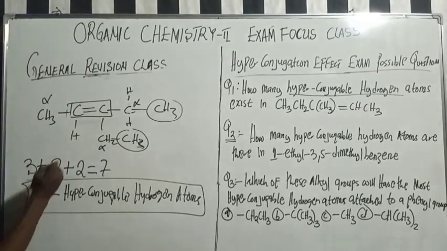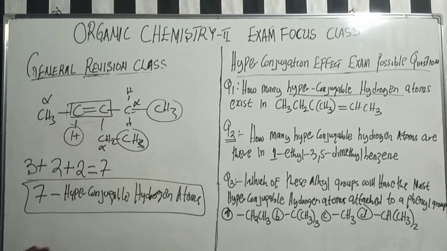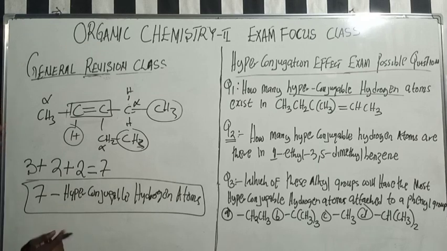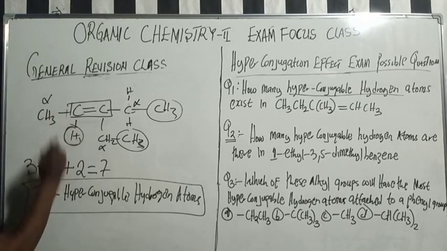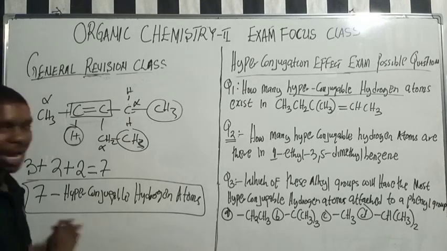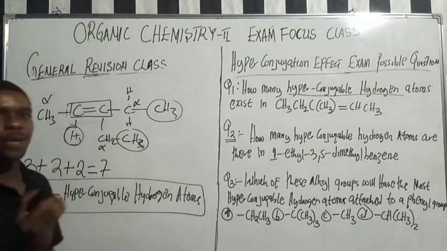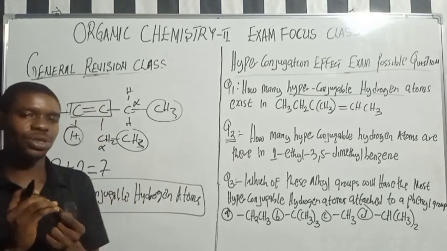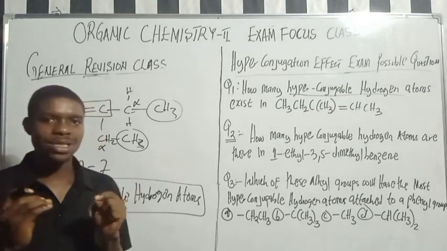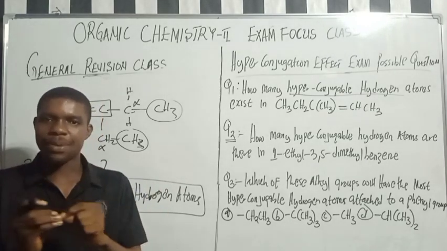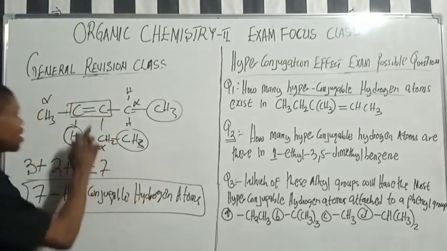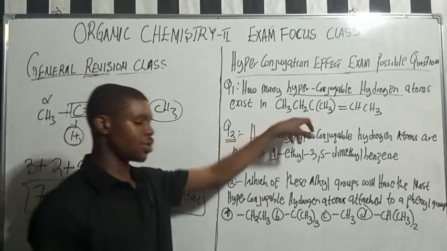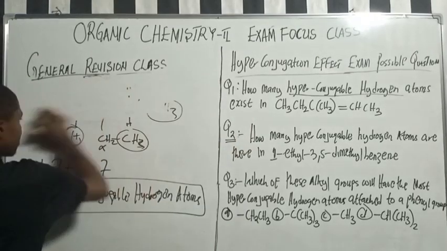Now, this one is not regarded as alpha hydrogen. Why? Because it's not attached to the alpha carbon. This hydrogen is directly attached to this carbon atom here, so it's not hyperconjugable hydrogen. Hyperconjugable hydrogen atoms are hydrogen atoms that are attached to the alpha carbon, and the alpha carbons are carbon atoms that are directly attached to the carbon atom that carries the functional group. This is the functional group here. Do you get that? Let's look at this other one and try it out.